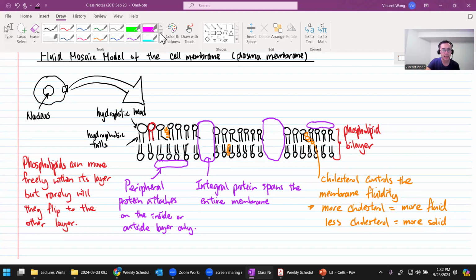Now, finally, the last thing I want to add to this diagram are these sugars on the proteins. Some proteins will be modified by the Golgi, where they would add some sugar to them, some glucose perhaps. It's also possible to add the sugar to the lipids. So these are sugar, carbohydrates.